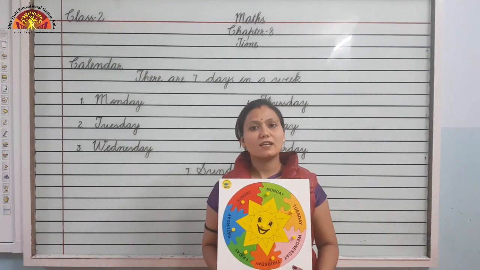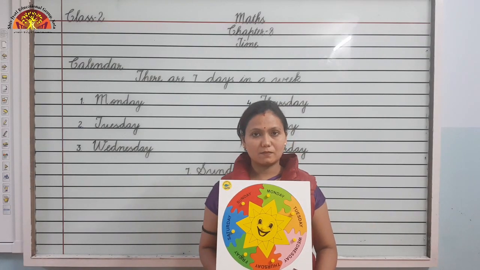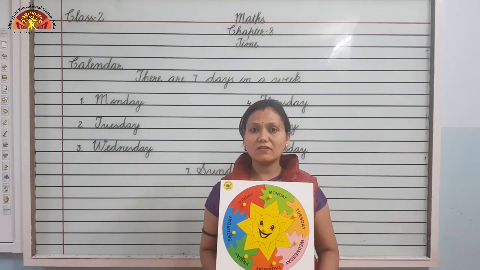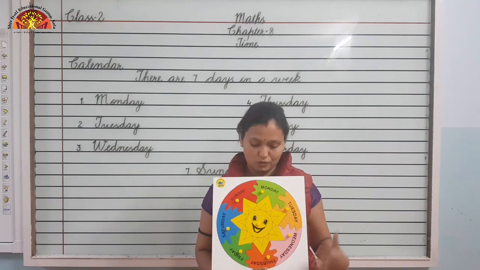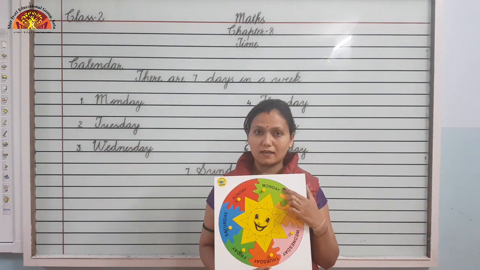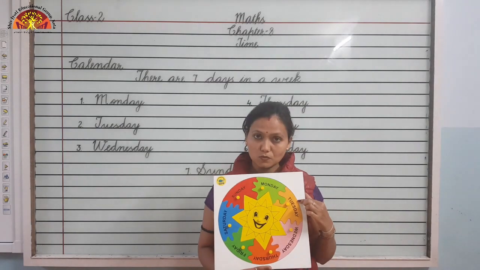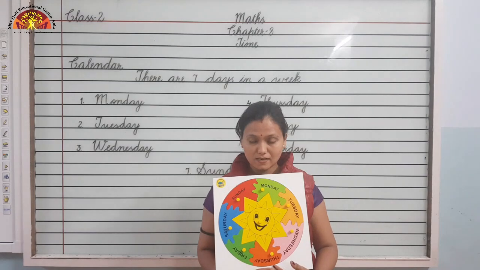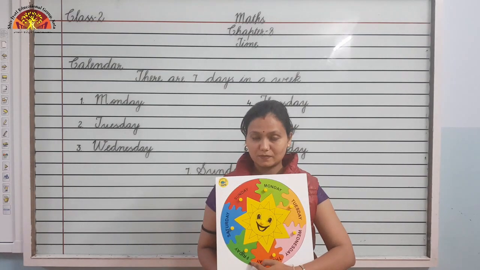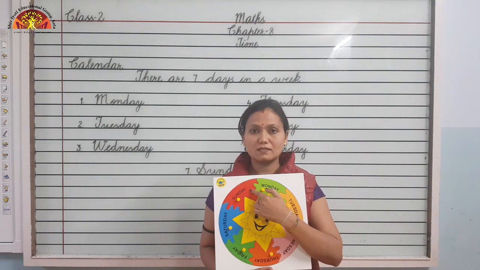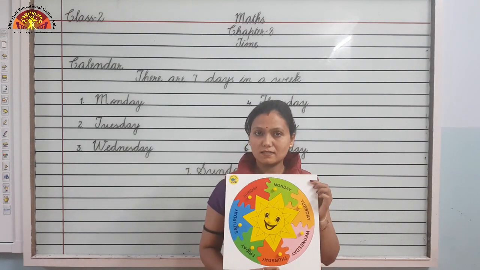So students, now we will study the calendar, right? How many days are there in a week? There are 7 days in a week. You can see here, the first day of the week is Monday, then Tuesday, Wednesday, Thursday, Friday, Saturday, and the last day of the week is Sunday. Now let's see on the board.